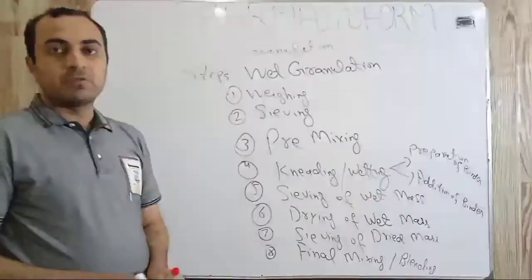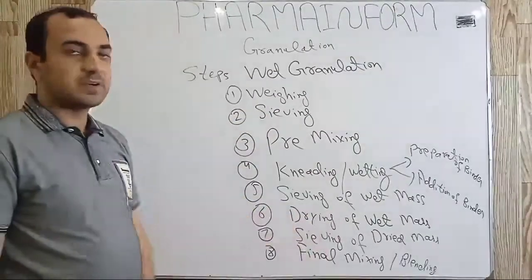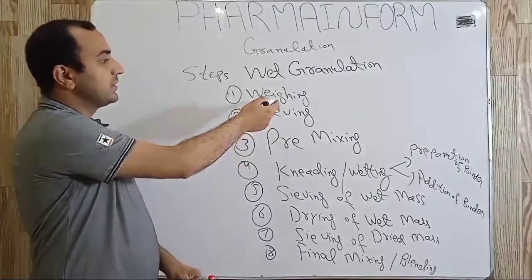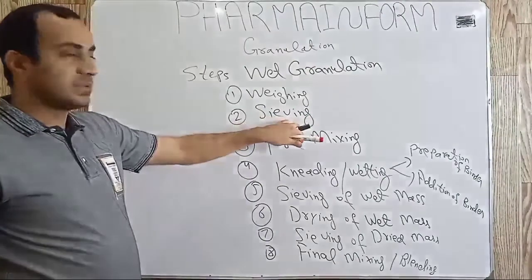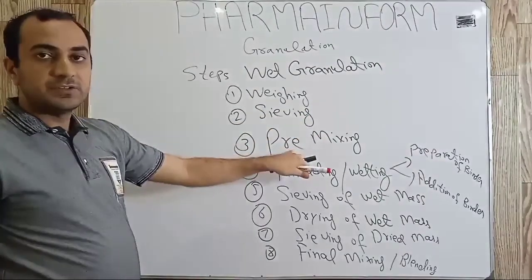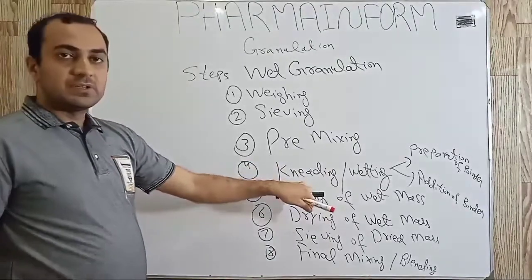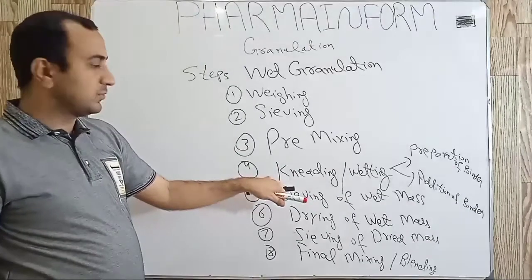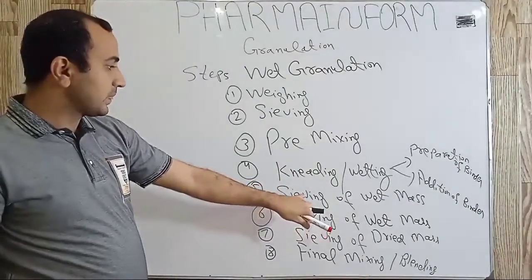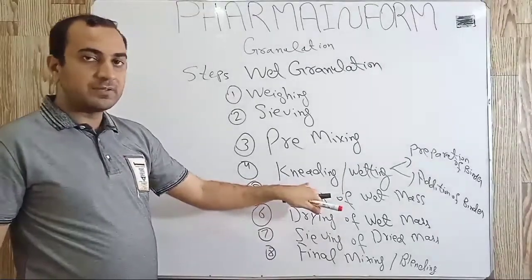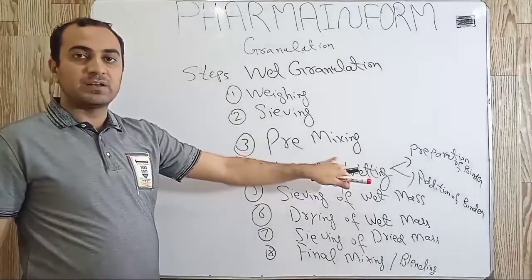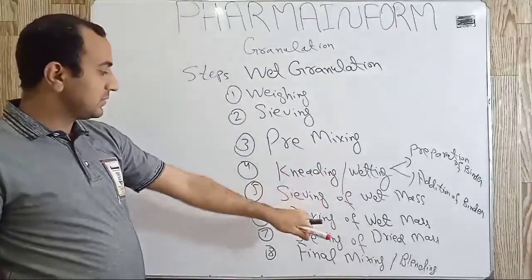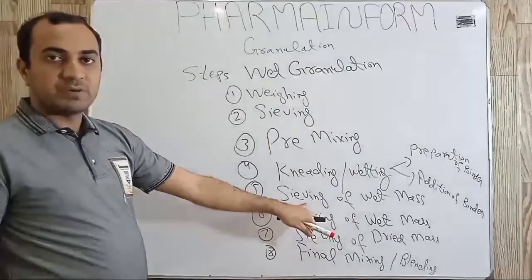In this video, we have only learned about the steps of wet granulation. You can remember them easily in a simple way. First step is weighing, second step is sieving, third is pre-mixing, fourth is kneading or addition of binder. As we add solvent in this step, the next step will be sieving of wet mass. In the kneading step, we sometimes face large lumps. So to break down those large lumps, we use the next step, sieving of wet mass.